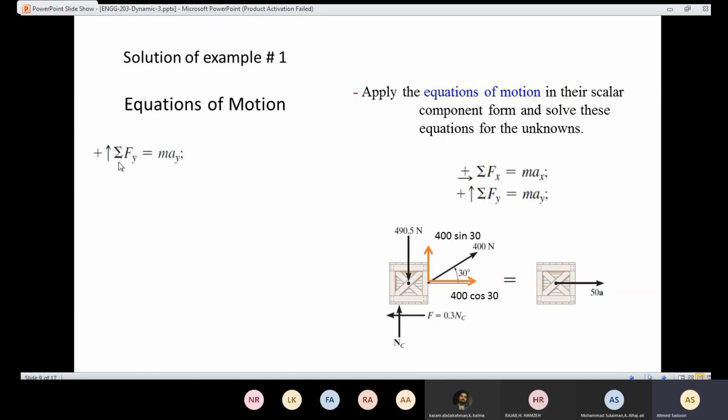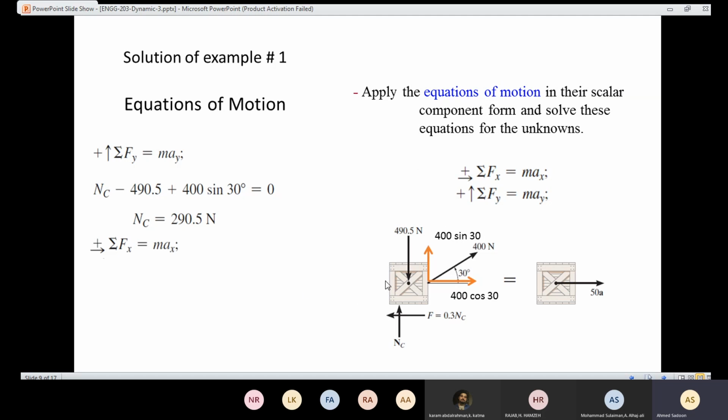So I'm going to start with the summation of the forces in y-axis. Since we don't have any movement in y, that part is going to be 0. Then I'm going to have this value, and that value, and that value. This value is going to be negative, this one is going to be positive, and this one is going to be positive as well. So I have positive NC, negative 490.5, and here I have positive 400 sine 30. I have one unknown, which is NC. I can easily solve for NC. NC came out to be 290.5 newtons.